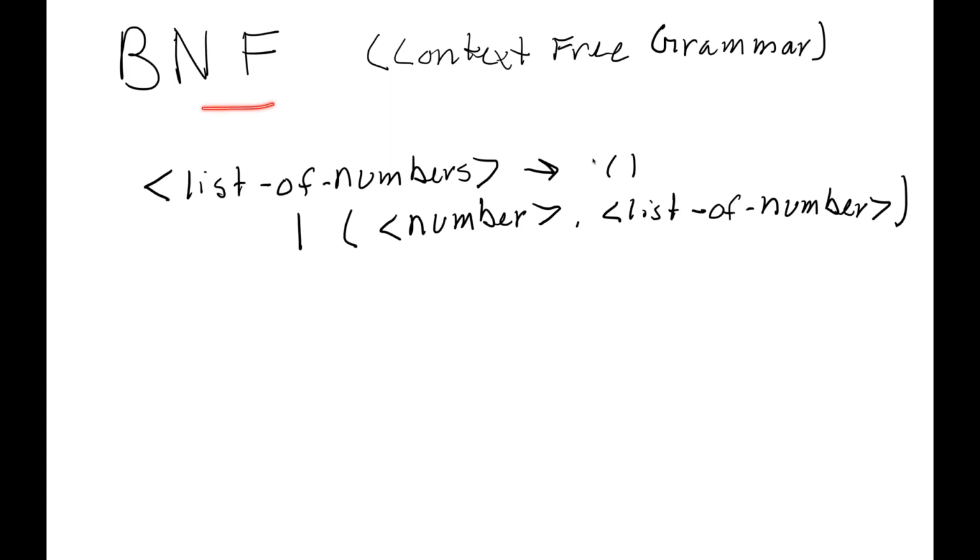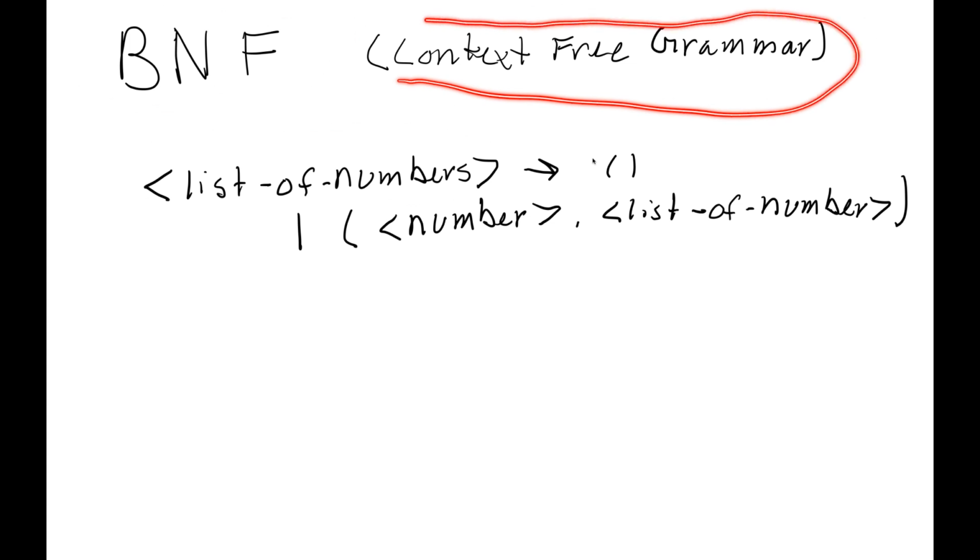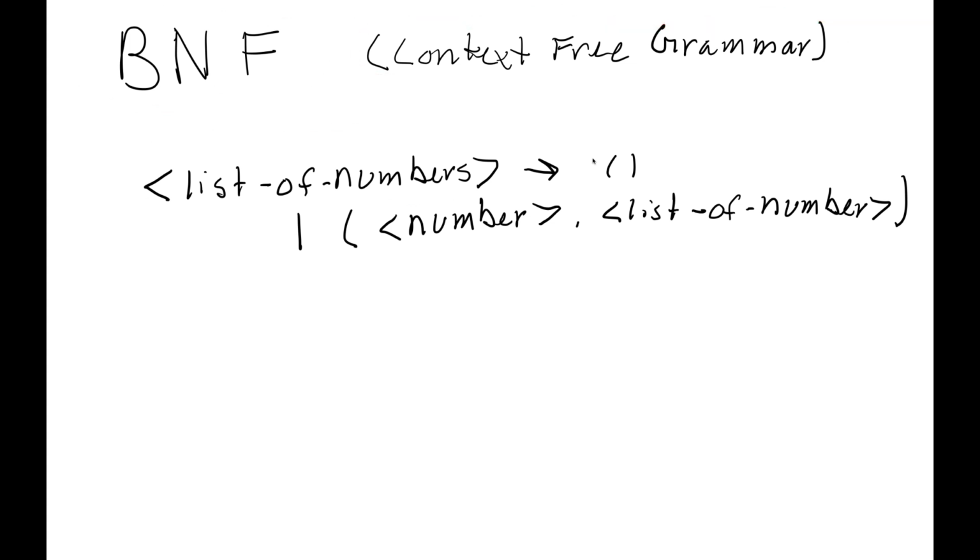Now BNFs are another way to define data inductively. And they're just context-free grammars that you might remember from a computer theory class. Now, in context-free grammars or BNFs, we have non-terminals right here. And when they're on the left side of this arrow, that means we're defining it. So what is a list of numbers? Well, a list of numbers is an empty list. Or, the little bar means or right here. It's a number paired with another list of numbers.